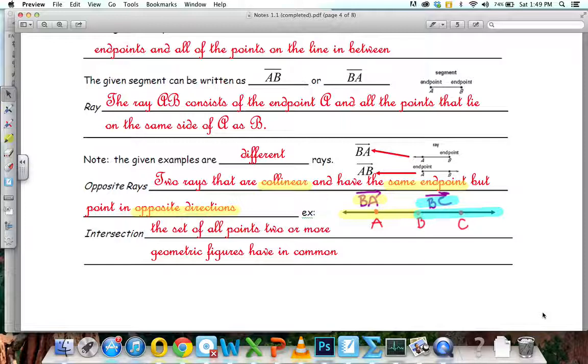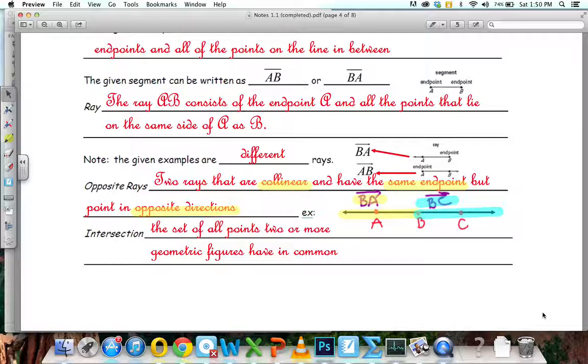They have to have the same endpoint, and then they have to point in opposite directions. So if I look down here at this example, my two opposite rays are ray BA, which is the ray that starts at B and goes through A and beyond, and ray BC. All right, they are on the same line, so they're collinear. They have that same endpoint B, but they point in opposite directions.